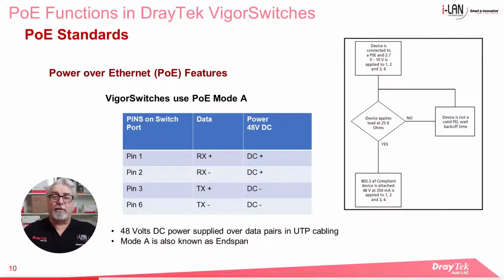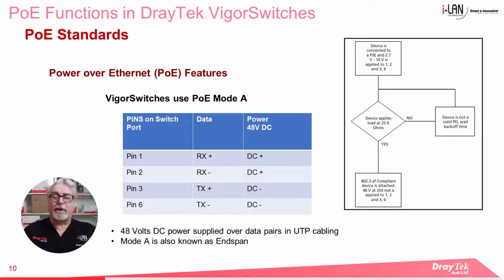PD, incidentally, is short for powered device, so a PoE PD port means that the port receives power, while a PoE PSE port, PSE meaning power sourcing equipment, means that it sends power, so you can plug a powered device into it. DrayTek VigorSwitches use PoE Mode A to supply power to PoE devices.